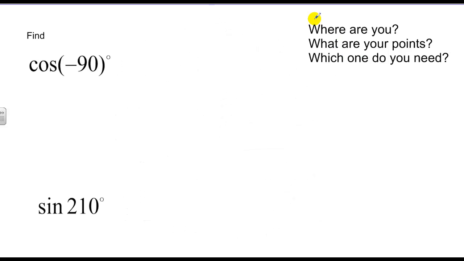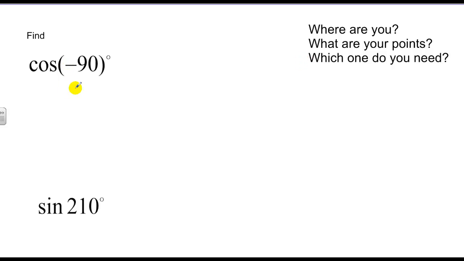So the next thing we're going to do is find some sine, cosine, tangent values, or trigonometric function values, for points on this unit circle. First, we'll find the cosine of negative 90 degrees. What I suggest you do when you do these problems is answer 3 questions. Where are you? What are the x and y points? And which ones do you need?